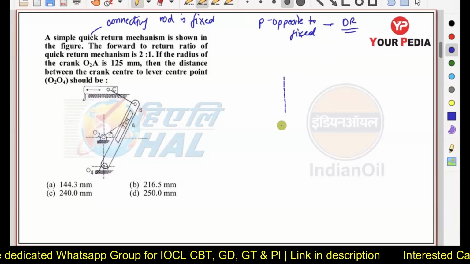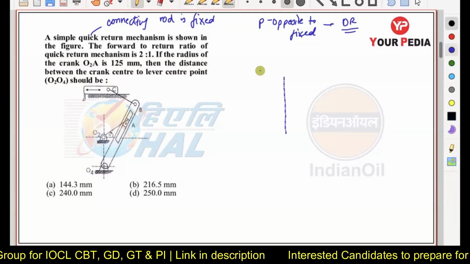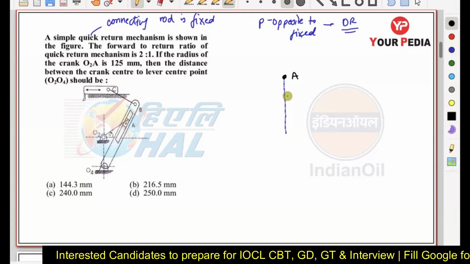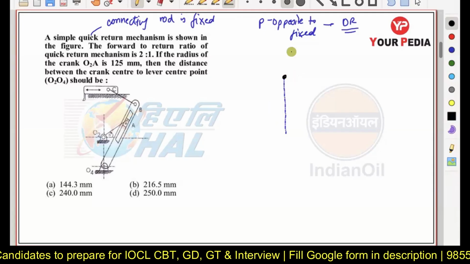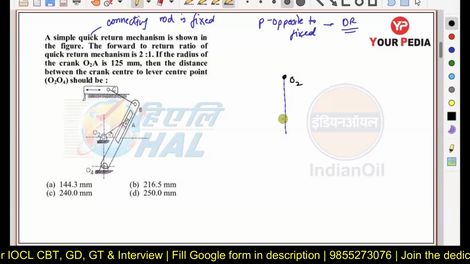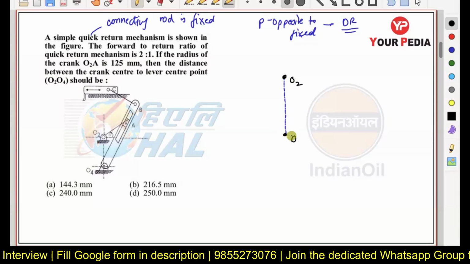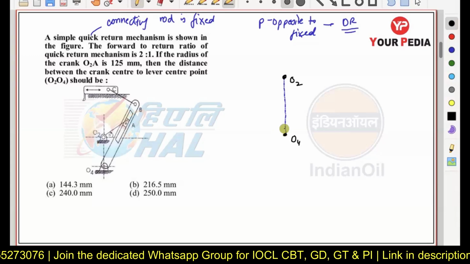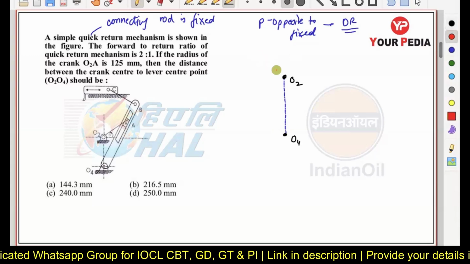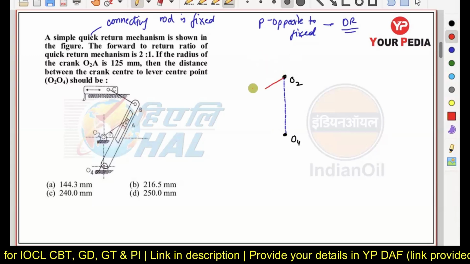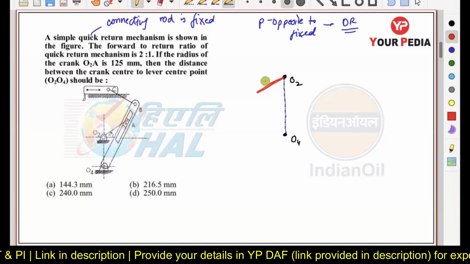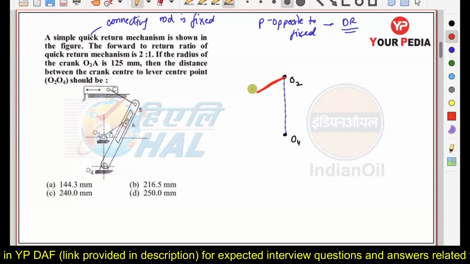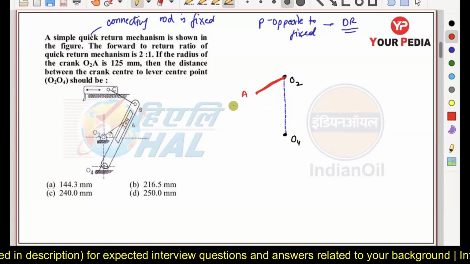Okay, now in this case you are going to see, let us say this black color is representing the center point about which the crank is rotating, which is marked as O2 point in the diagram, and O4 is marked as the second end of the connecting rod here. Now the crank is positioned at point number O2 here, and the second end of the crank is at point number A here.